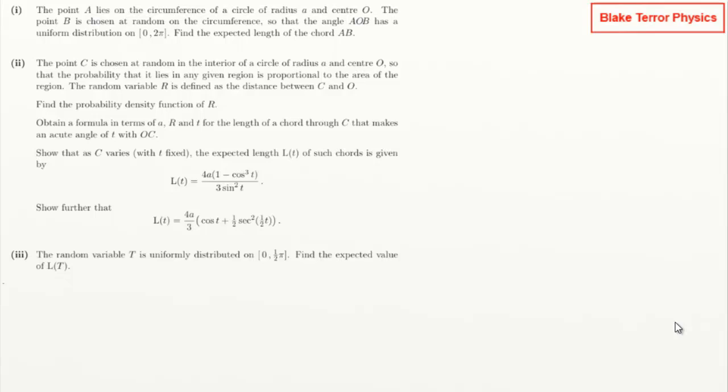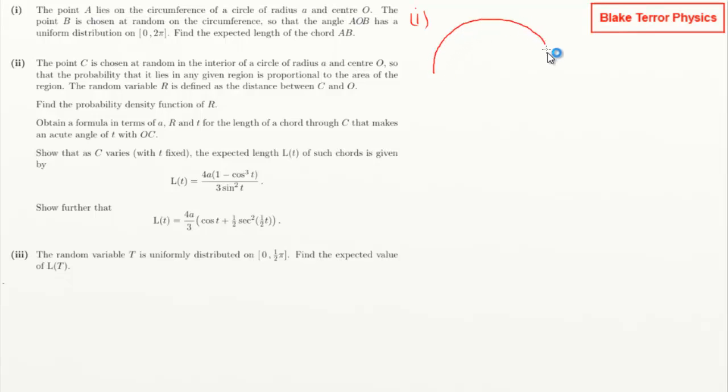Hello, this is question 12 from the step 3 paper in 2022. We've got the point A lies on the circumference of a circle, radius A, centre O. Point B is chosen at random on the circumference so that the angle AOB has a uniform distribution, 0 to 2 pi. Find the expected length of the chord. So we're back on expected lengths again, which has been a popular topic in the paper this particular year.